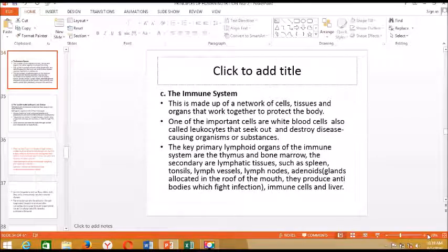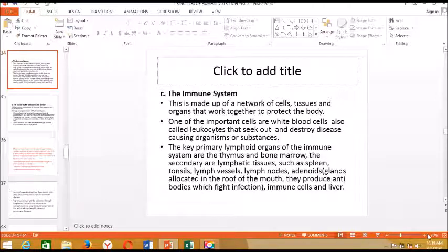We have done the immune system, which is a network of cells, tissues, and organs that work together to protect the body. One of the important cells are white blood cells, also called leukocytes. These seek out and destroy disease-causing germs, disease-causing organisms, or disease-causing substances.